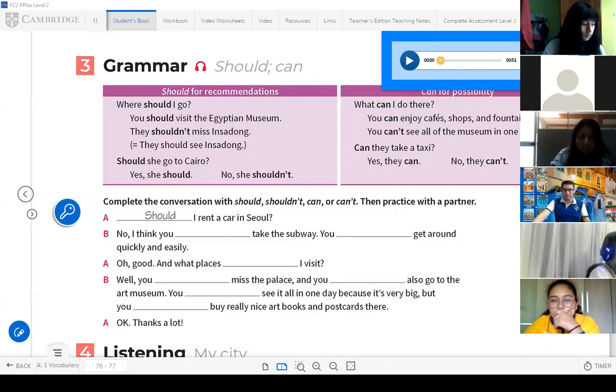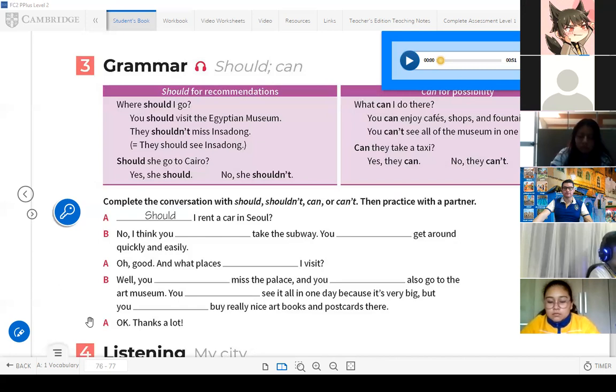Okay, now we have here the reference about the grammar part, about the use of should or the use of can. What's the difference? ¿Cuál será la diferencia? Now we are going to notice it in the examples. What does it tell us here? That we use should for recommendation. Utilizamos el should, chicos, para dar recomendaciones. How can you say a recommendation? Deberías. Or for example, in this case, where should I go? ¿A dónde debería ir?